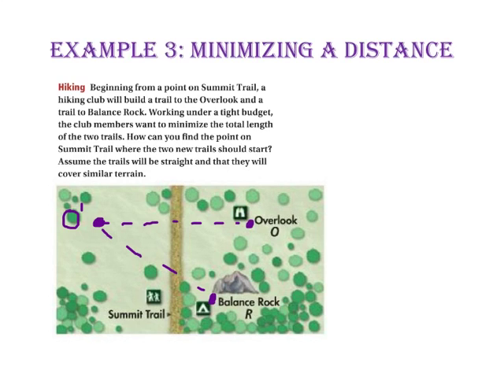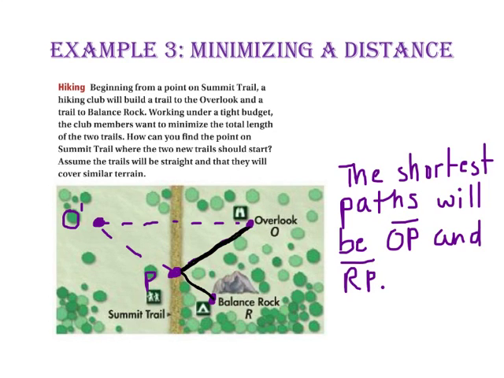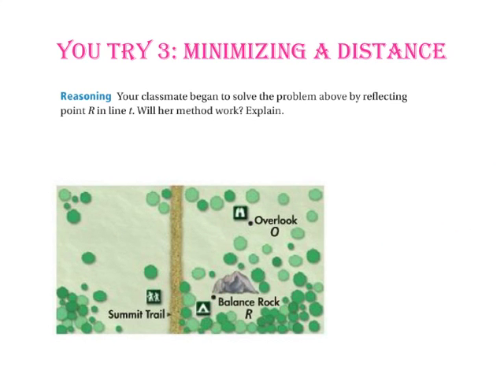Now, connect the Overlook to the point of intersection of Summit Trail and segment O prime R. These two paths will be the shortest distance that the club can build. So the shortest paths will be segment OP and segment RP. Pause the video and do your try number 3.